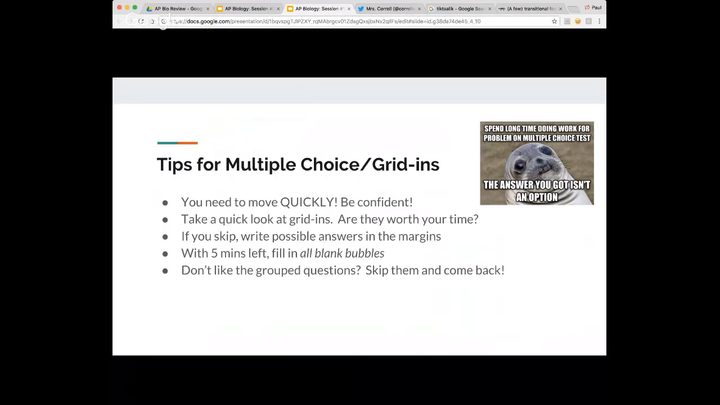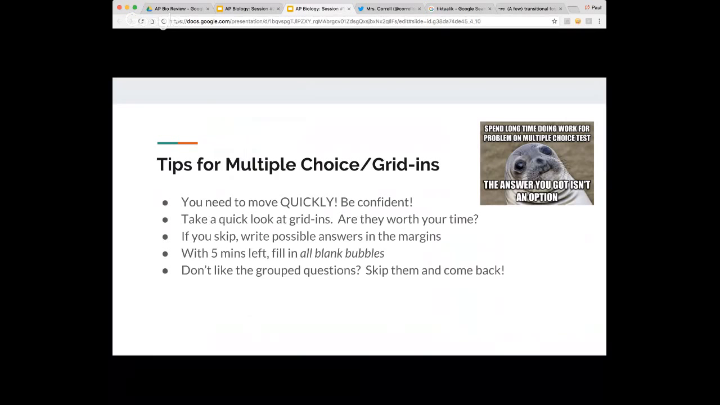So always take a quick look at the grid ends. You have to ask yourself, are they worth your time? They're worth exactly the same amount as a multiple choice question. So if it's a question that's going to take you 5-10 minutes to do, it's not going to be worth your time. These are supposed to be quick equation questions.